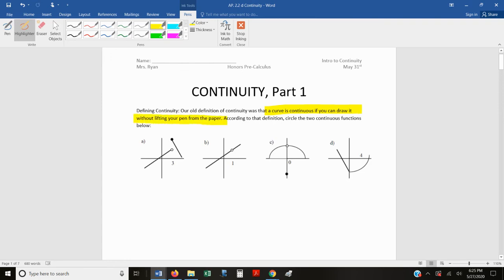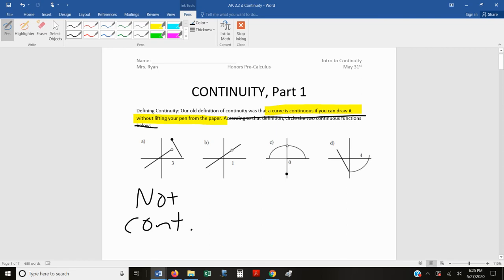According to that definition, let me erase this part because let's just not look at that. Okay, so in each set of graphs that I'm going to show you, so this is part A through D right now, there's one continuous function. So if you want to try to find that right now, the graph that you can draw without lifting your pen, see if you can find that. But part A is not continuous.